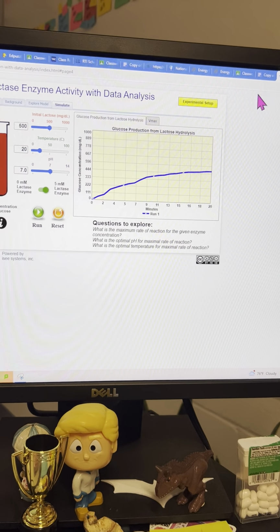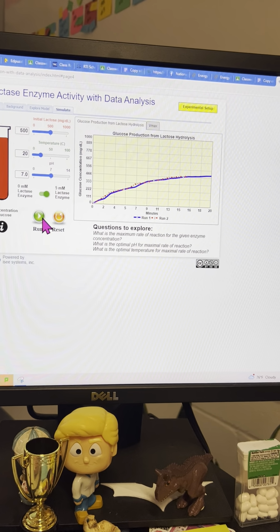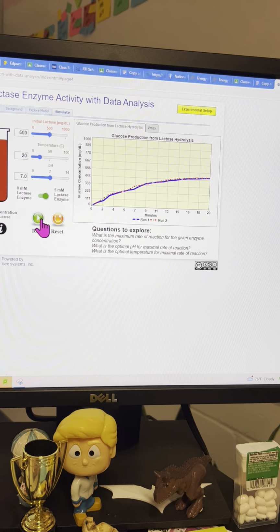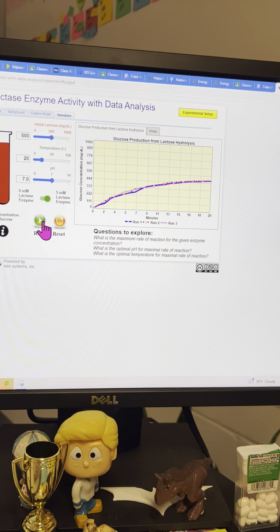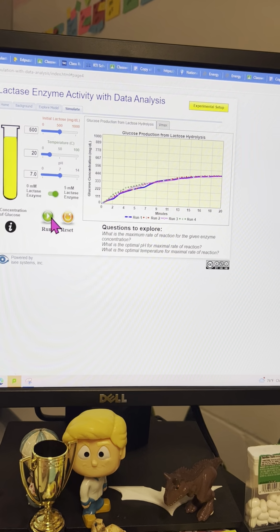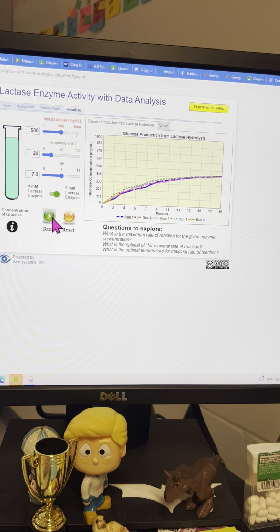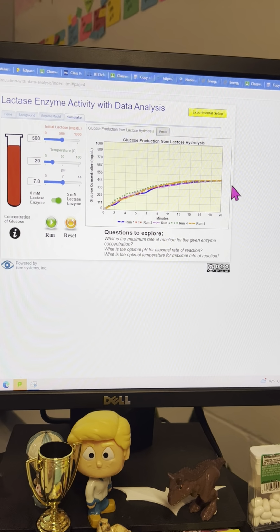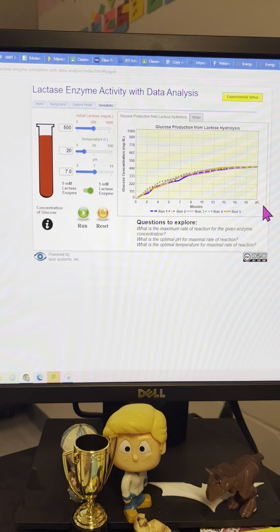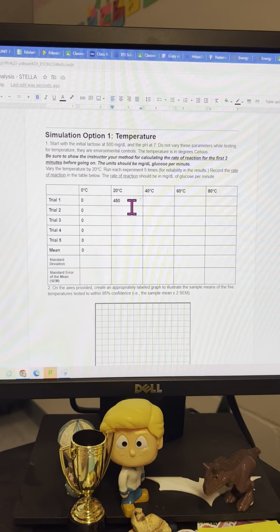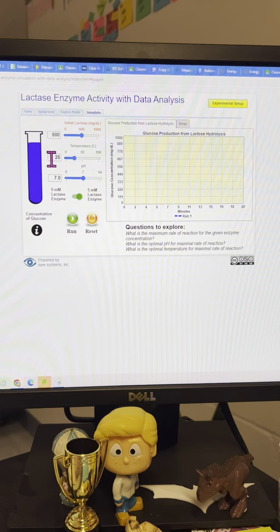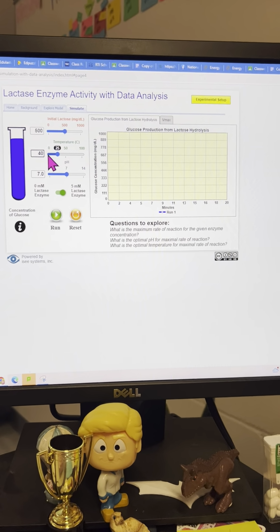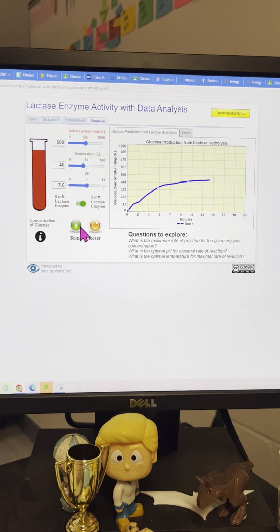Okay. I'm going to run it again. I got about the same. Run it again. Same. Run it again, same, run it again. All right, so we're all about at the same amount. So then we're going to continue to fill that out. And so then you'll reset it, you'll change it to 40. Okay, then you're going to run it.